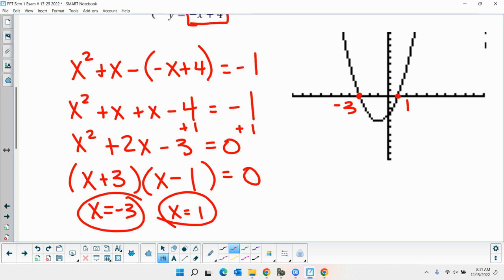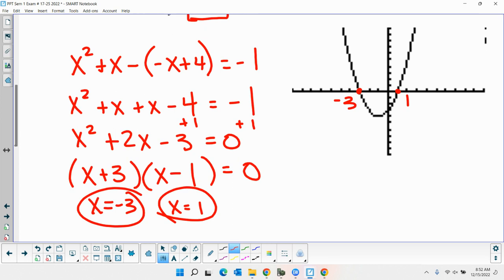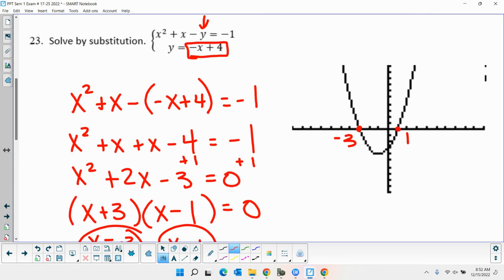But we're not done. We got the x values. Now we got to figure out the 2 y values, right? So don't forget about that tomorrow. All right. So I'm going to put, what was it, -3? Yeah. I'm going to put -3 in here. And I'm going to put +1 in there.